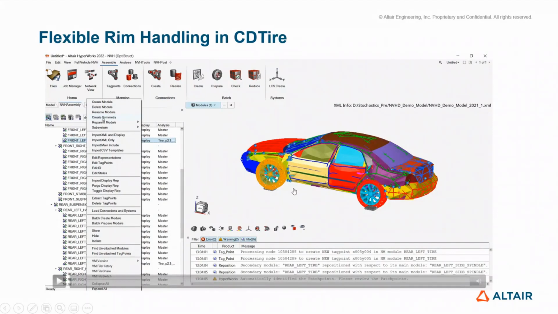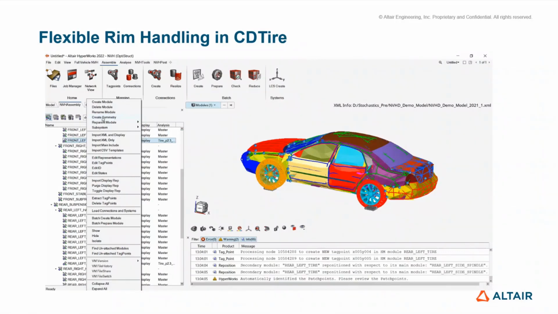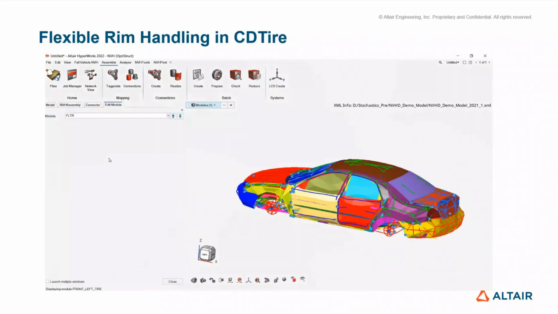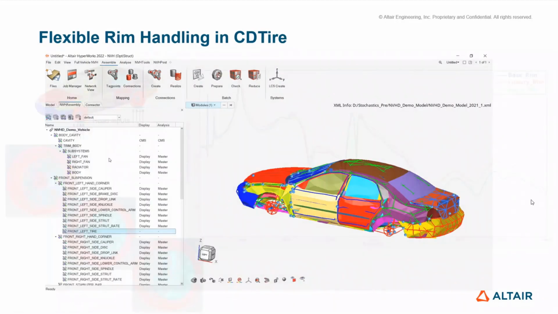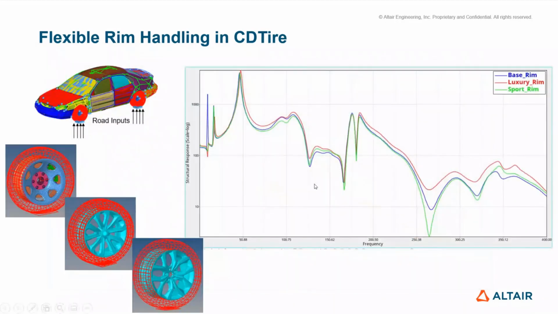In the same way, users can also create the symmetry of the rim and tire combination, so that the left hand side gets reflected to the right hand side, and you don't need to necessarily go through the complete process of reading the rim and creating the tire. So this is the overall process for handling the flexible rim.